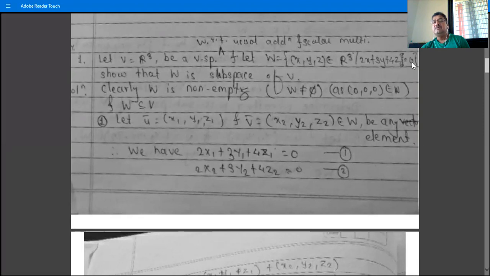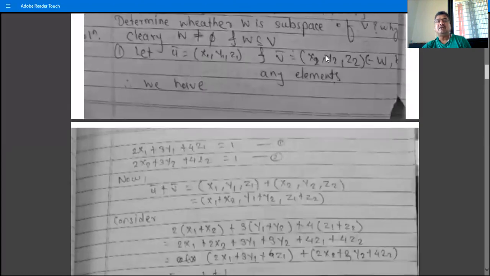So if it is equal to 0, and in the place of 2, 3, 4 there are other elements, suppose all these 2, 3, 4 are equal to 1, that is, x plus y plus z is equal to 0 is the condition, then also W is a subspace of R3. But if the right side is non-zero, either negative or positive, any non-zero element, then it is not a subspace of V.